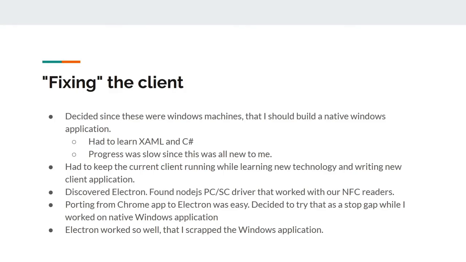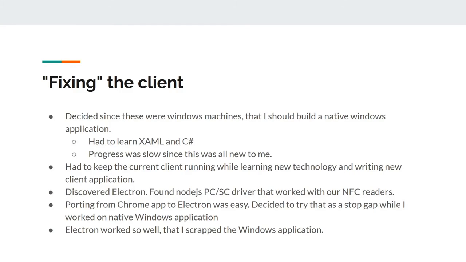And then I was fixing server-side bugs. And it was just progress on this new client application was really slow because I was trying to juggle all this stuff. And I don't know how it happened, but one day I discovered Electron. And I found a Node.js driver for the NFC card readers. And I thought, you know, if I could use this Node.js driver that doesn't require this custom USB, then maybe that would fix our memory leak. And so I got to looking at it, and it looked like it would be really straightforward to move from the Chrome app to Electron. So I decided I'd give it a try.